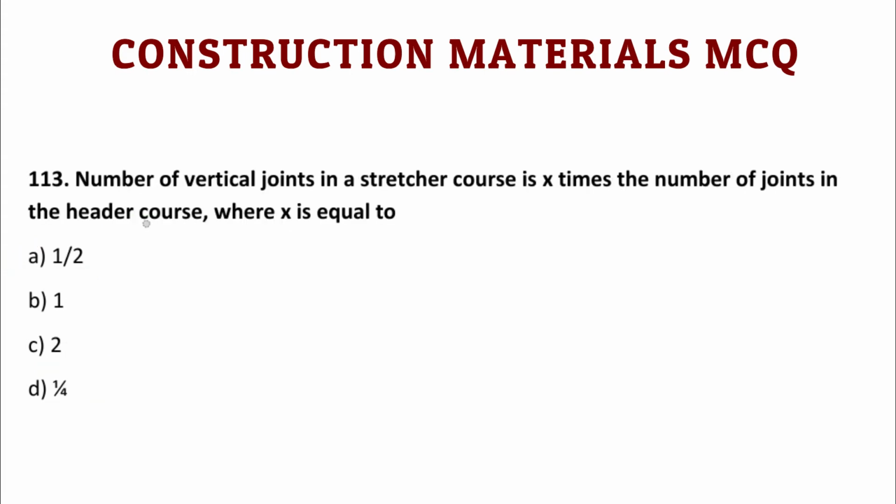So next question, the number of vertical joints in stretcher course is x times the number of joints in the header course, where x is equal to option A 1/2, option B 1, option C 2, option D 1/4. So the correct answer is option A 1/2.